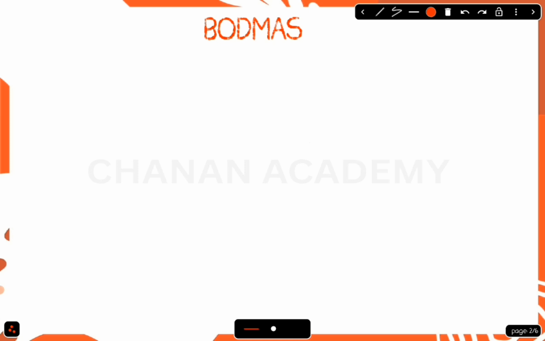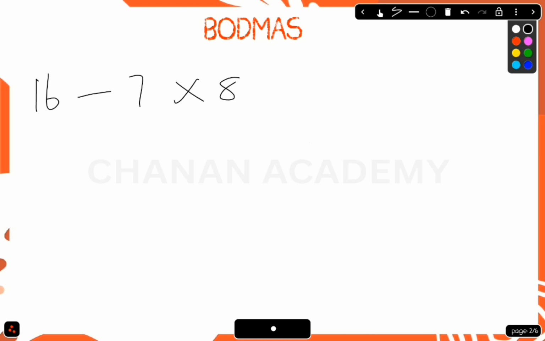Let's take, for example, 16 minus 7 multiply by 8. If you punch it into your calculator, 16 minus 7 multiply by 8, the result will be minus 40. So this is what the calculator will give to you.